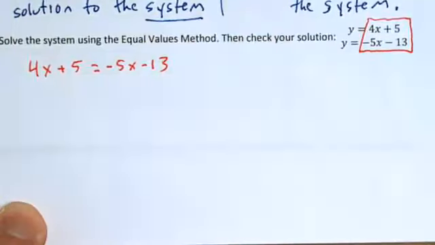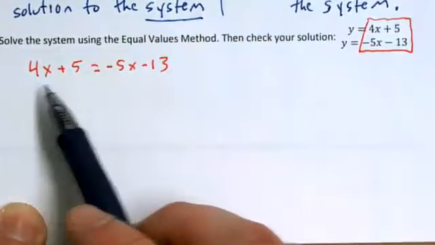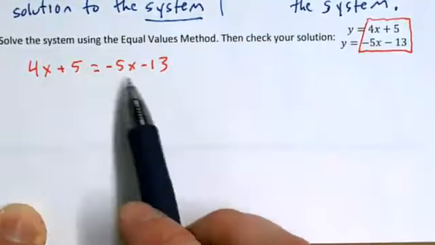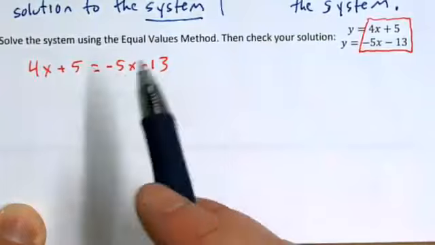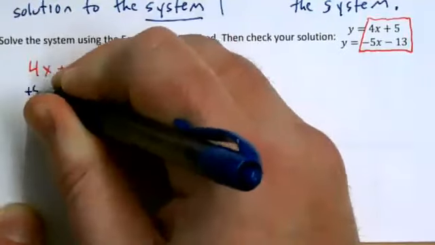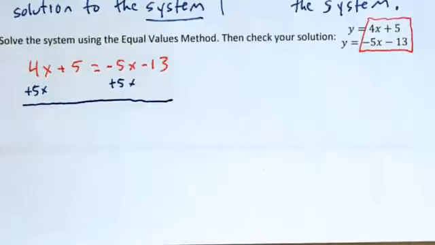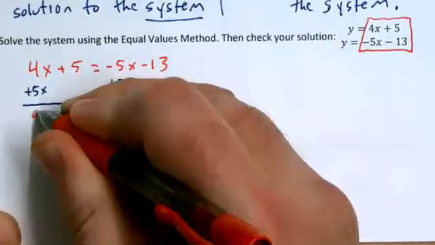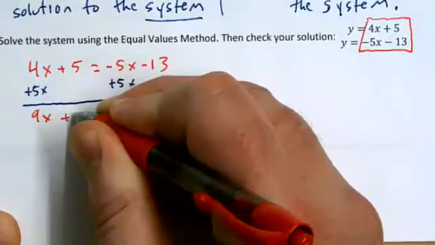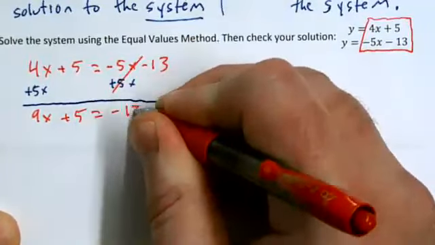So I'll go through my steps to solve here. I have x's on both sides. I think I'm going to choose to get rid of the negative 5x and go plus 5x on both sides. Gives me a 9x here, plus 5. Those are going to cancel, so I just have the minus 13 left over.